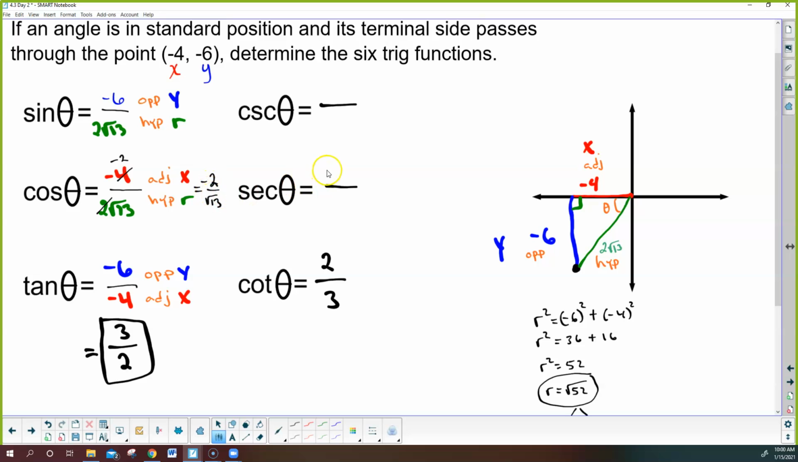So then if I flip that, secant is 13 over -2. I like to just put the negative out in front. You could put the negative out in front, you could put the negative up here with the 13, or you can put it down here. It really doesn't matter. But notice, by not reducing the radical here, we're in correct form. And then same thing, this 2 and this 6 would divide out, so I'm left with -3 over square root of 13.